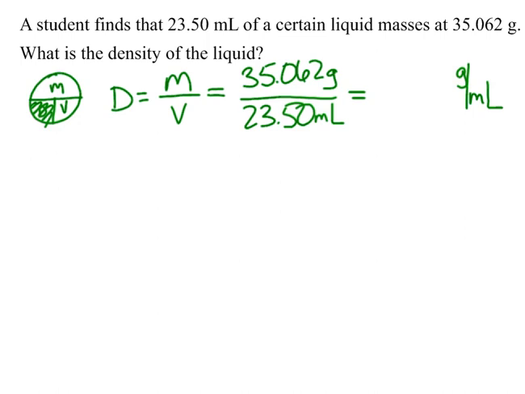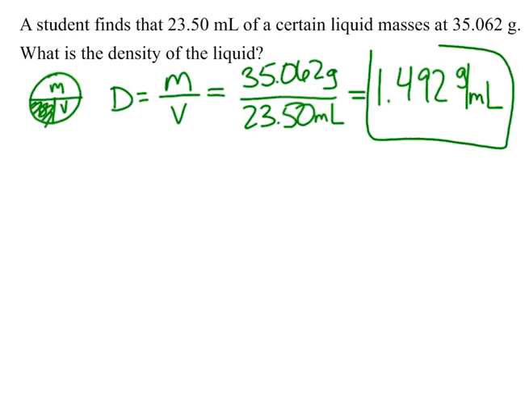Now, if I said, oh, I need the answer in kilograms per liter, then you'll have to solve the division problem and then do some conversion, but we'll get to the conversion next week. So here I'm going to have an answer in grams per milliliter. So when I type it in my calculator, I'm going to end up with 1.492. Okay, and that would be my final answer for this particular problem. The density of that liquid would be 1.492 grams per milliliter. Okay.